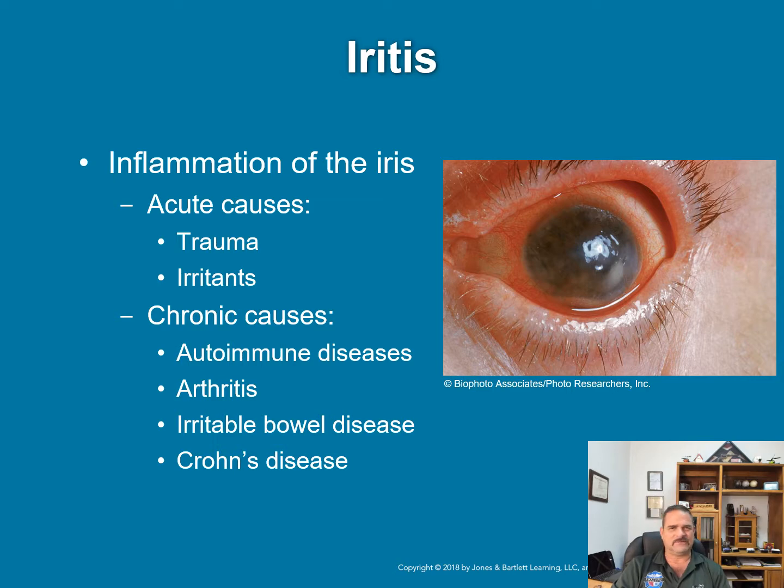So iritis is the inflammation of the iris. It's also called anterior uveitis. It's the third leading preventable cause of blindness. It can be acute or chronic. Acute is caused by trauma or irritants and usually affects only one eye. Chronic causes include autoimmune diseases, different types of arthritis, irritable bowel disease, Crohn's disease. Infectious causes include Lyme disease, tuberculosis, and sexually transmitted diseases.